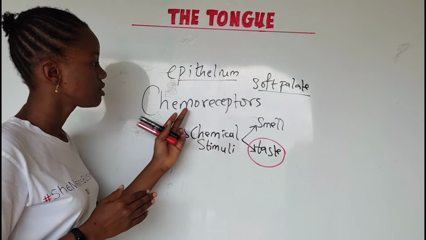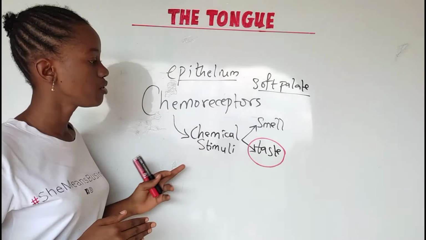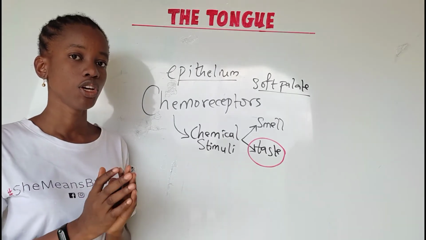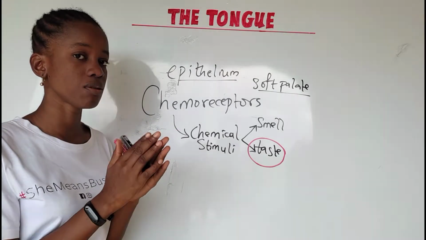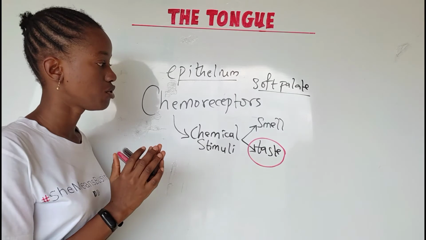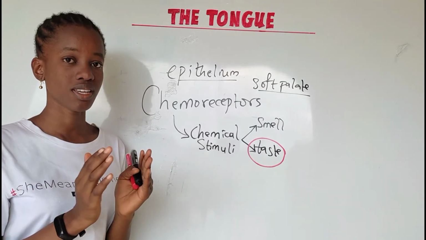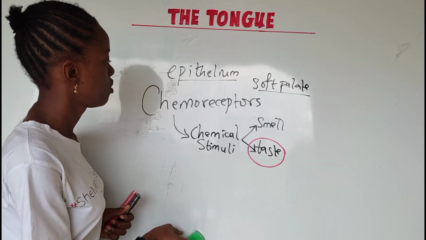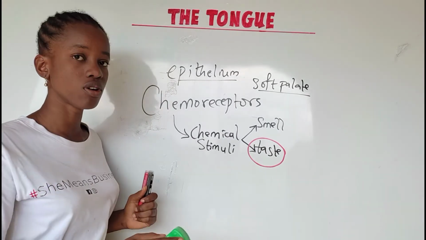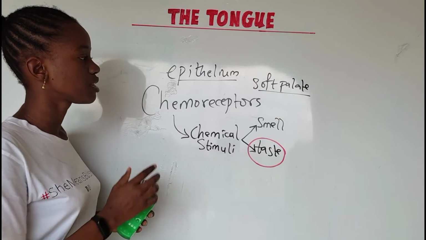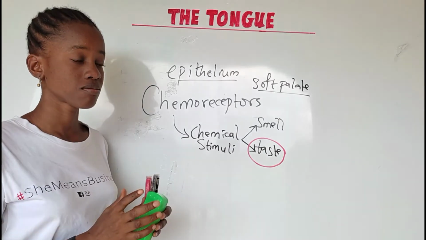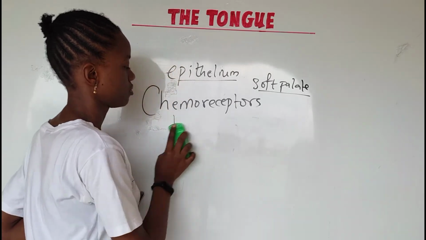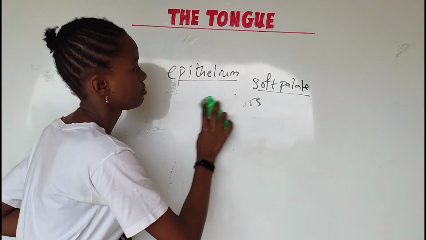One thing we must also note is that the chemoreceptors for taste are actually found in groups. They do not occur singly, but are found in groups in taste buds. So we are going to clean this up and draw a taste bud, because chemoreceptors are grouped into taste buds.